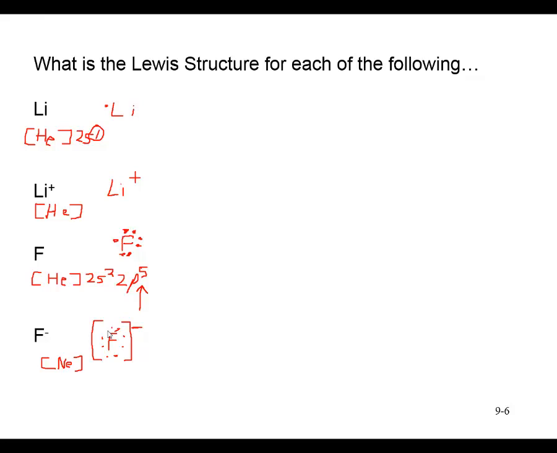You want to show those brackets to indicate the charge is basically associated with the entire polyatomic ion species, not just a single atom. Now let's consider a few other atoms that we can draw Lewis electron dot structures for.